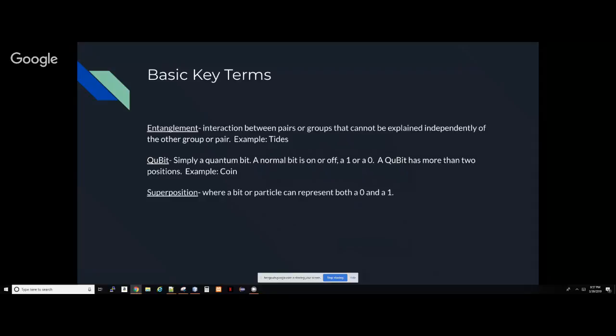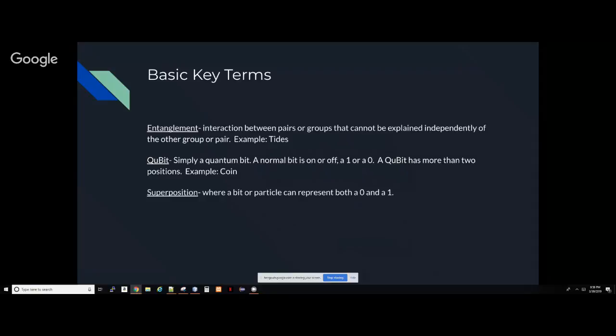Qubit, pretty simple. Qubit is an abbreviation. It's a quantum bit. A normal bit is on or off, a one or a zero. A qubit has more than two positions. And superposition, the next term, actually has a lot to do with this more than one position as well. The example a lot of videos give is a coin. A normal coin, when you're talking about a normal bit, you can flip it and you get heads or tails. It's on or off. It's one or zero. It's just a flip.